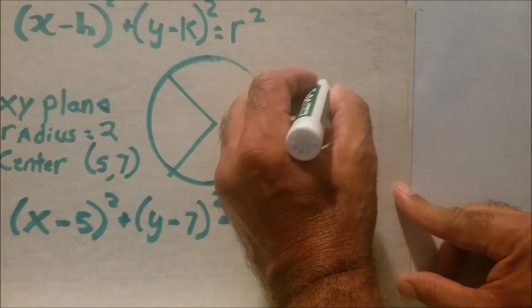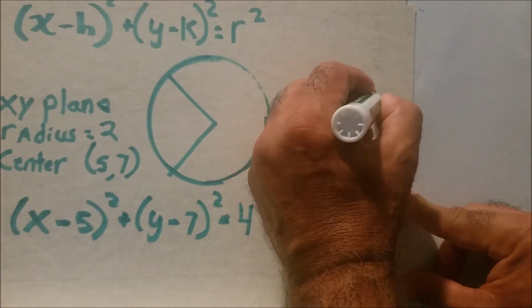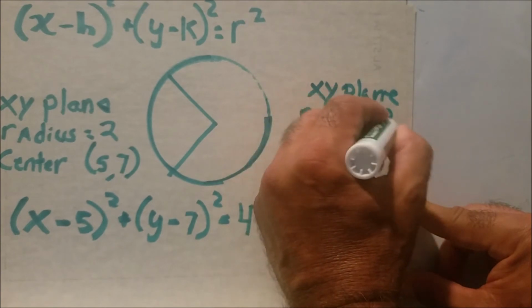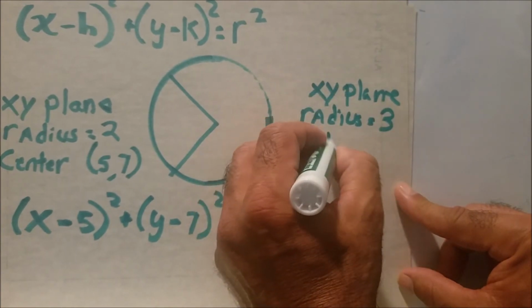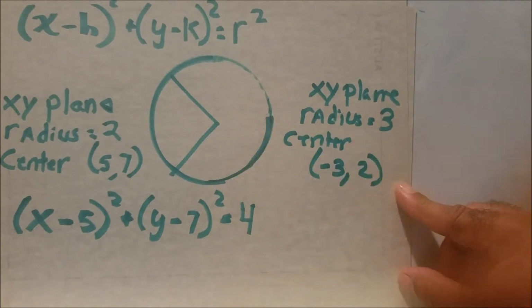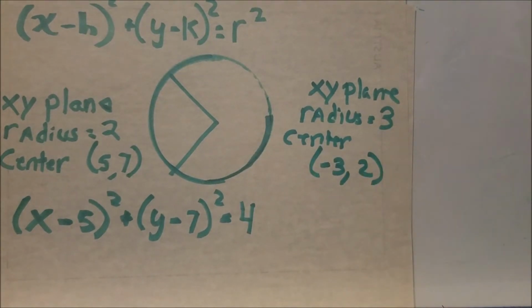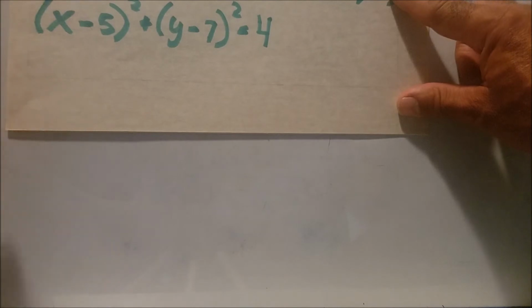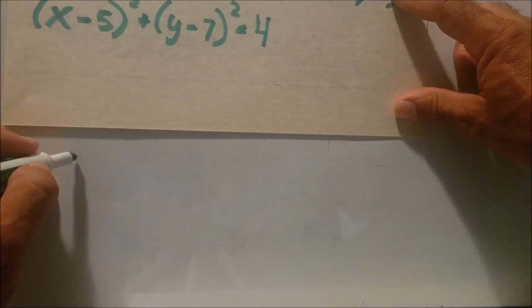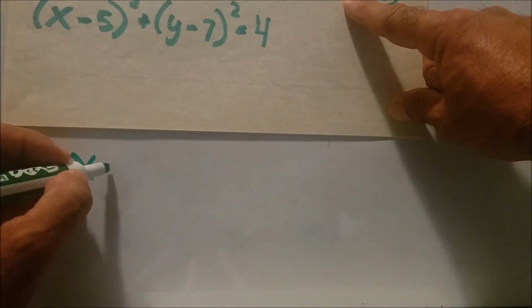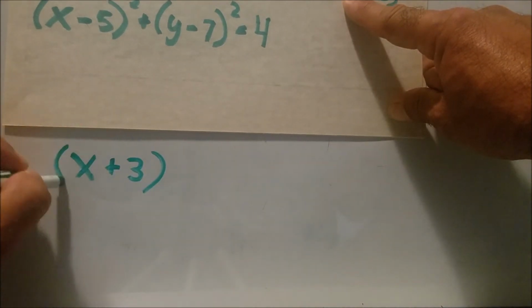Again, you're going to hear xy plane a lot. Keep that in mind, xy plane. Let's say the radius is 3, and the center of the circle, say, is at negative 3, 2. So what do you think the equation would be? So let's write it out, right? Bring this all the way up here. So again, the radius is 3, so we're going to say x, it's negative 3, right? So it's going to be x plus 3 squared.